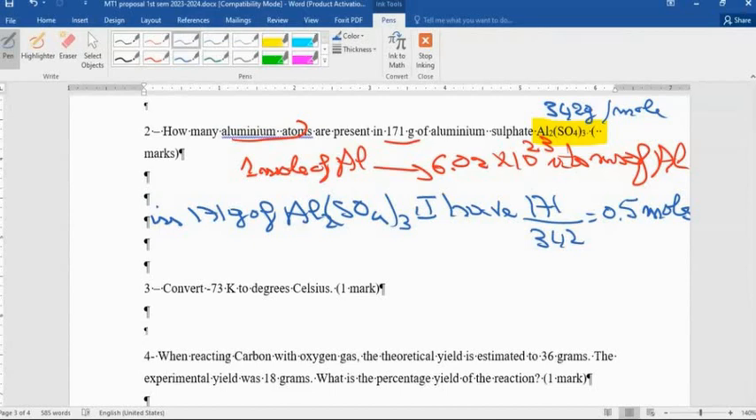Now, I find how many moles of aluminum sulfate. The question is, how many atoms of aluminum I have. To find how many atoms of aluminum, of course, I need to find how many moles of aluminum. So, one of your friends will empty this one. He will tell me, "Doctor, hang on, here I have 0.5 moles." So, in 0.5 moles, I will have X mole.